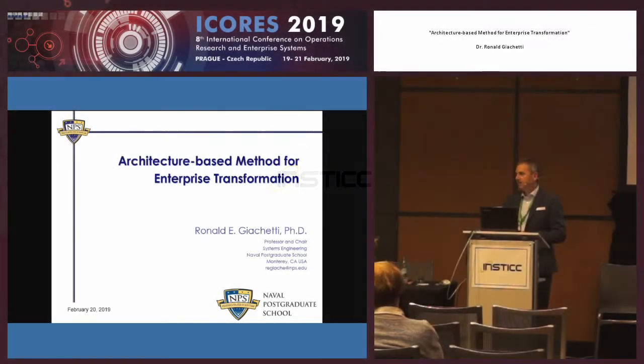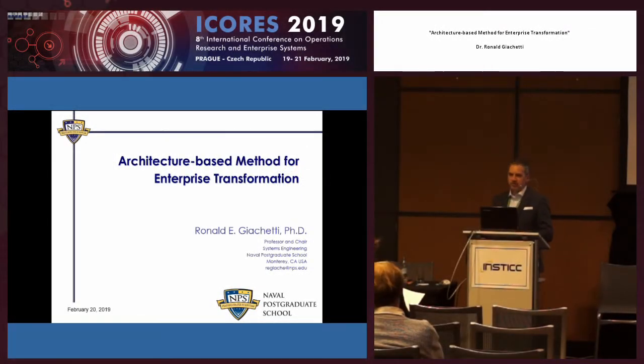The topic of my talk is merging a stream of research that I've been doing for many years with what I'm currently doing. So at the end, it's still ongoing work when I get to the end. The title of the talk is Architecture-Based Methods for Enterprise Transformation.